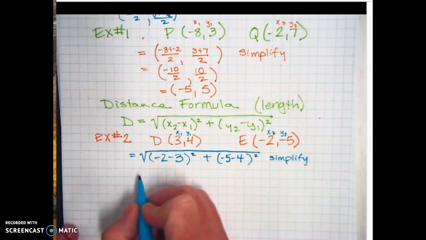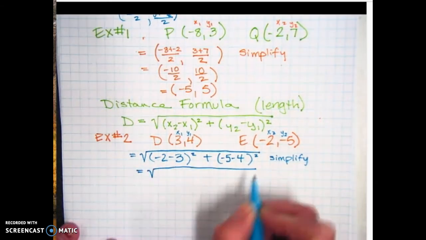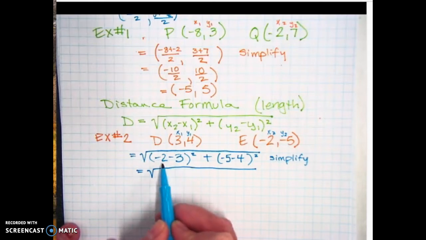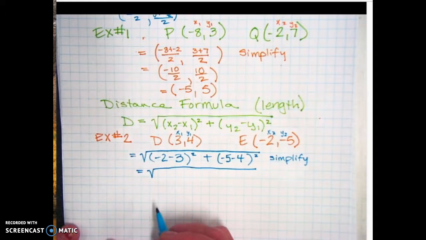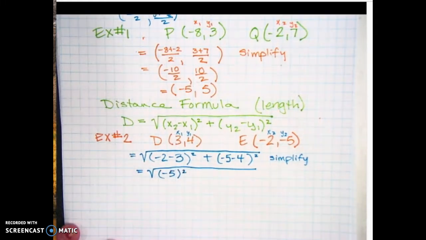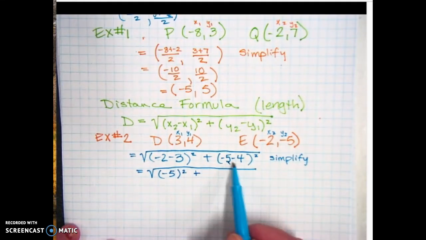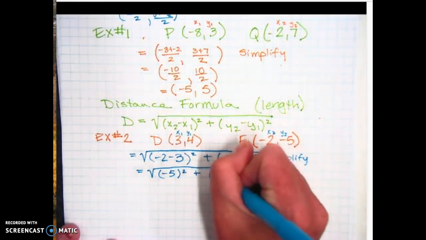So let's do parentheses first. Leave the square root alone. Inside this first set of parentheses, we have -2 minus 3 more. Where does that end up? -5. Okay? In the second set of parentheses, we have -5 minus 4 more. -9.